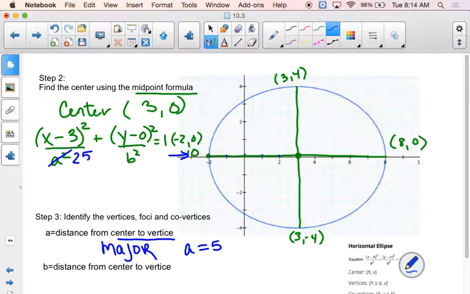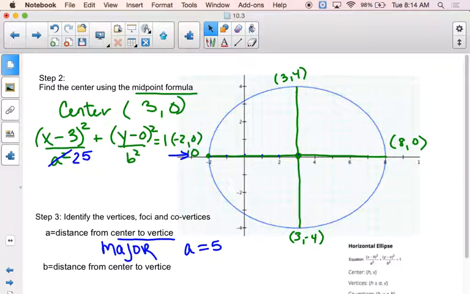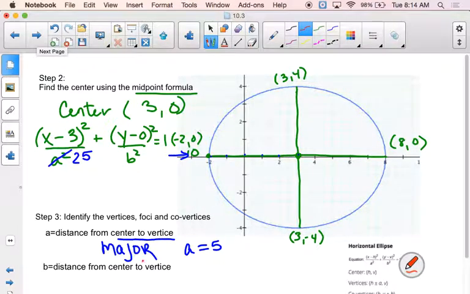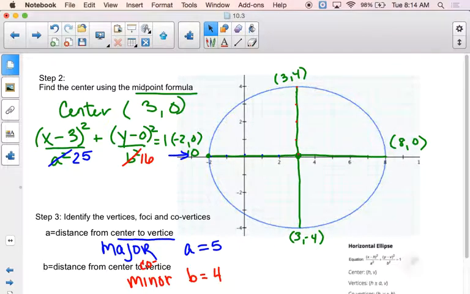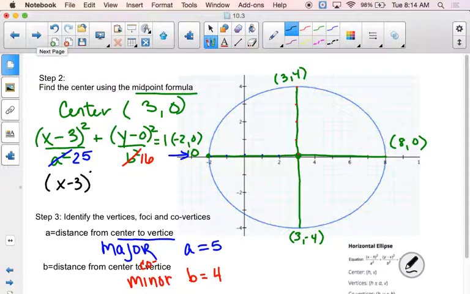5 squared gives me 25. And now b is the distance from the center to the co-vertex, because it's on the minor. And so if I count 1, 2, 3, 4, b is 4. And so 4 squared gives me 16. So I have x minus 3 squared over 25 plus y squared over 16 is equal to 1. And there's my equation.